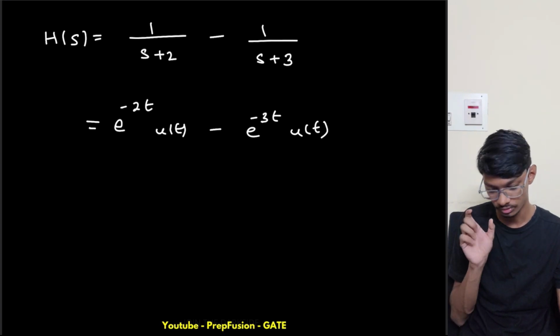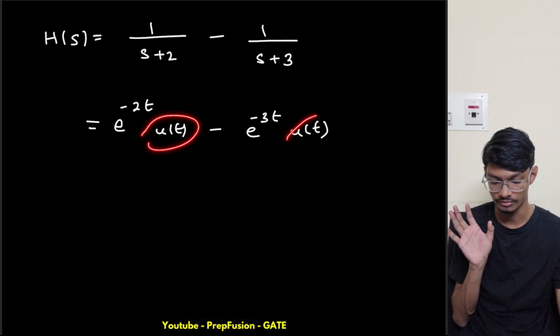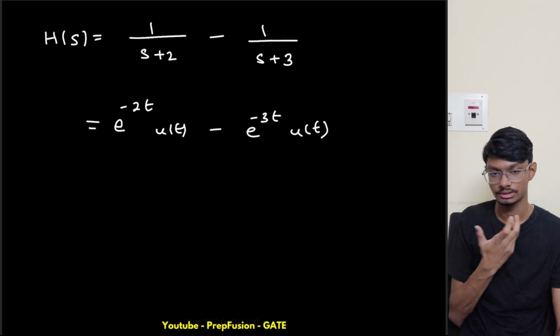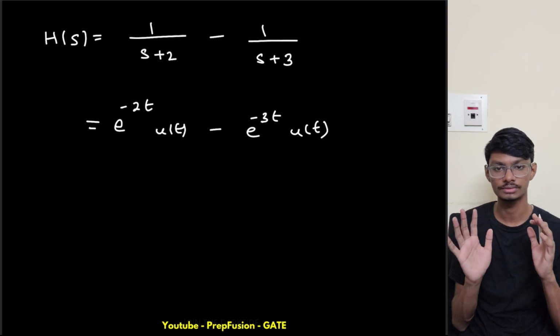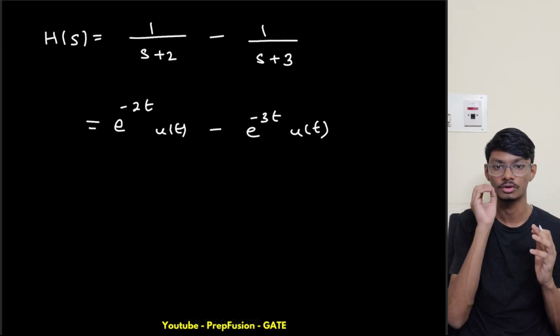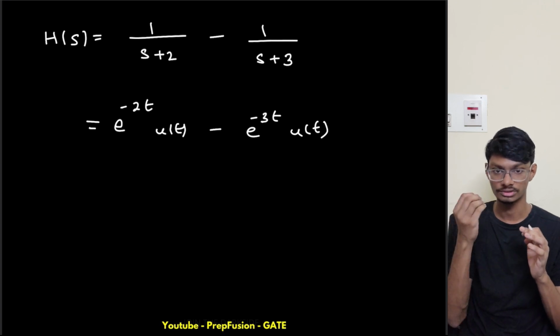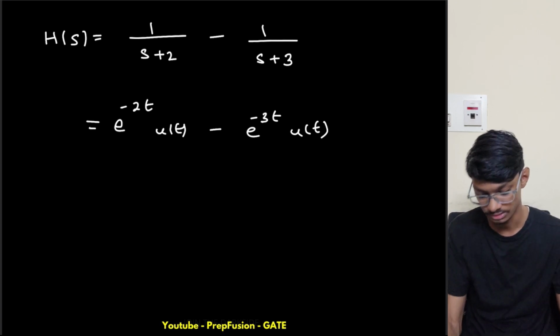Also, by default this is u of t only, because you may get confused about why we are writing only causal signals. What are causal signals? I will explain. But in control systems, the whole of control systems will only work with causal systems. What is causal, I will explain, but just write this down.